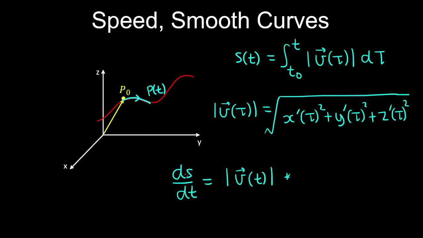Now for a smooth curve, this derivative is larger than 0, so it's always positive, because the speed is never 0 for a smooth curve. So given the derivative is positive, then the arc length function is an increasing function of t.